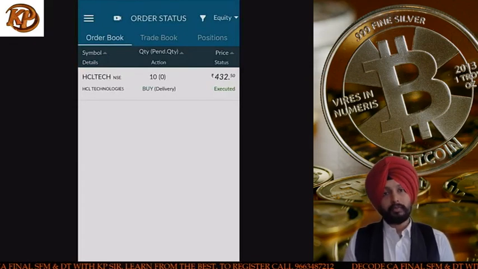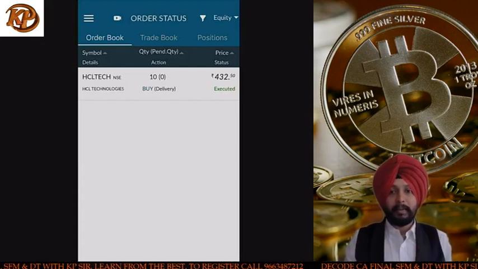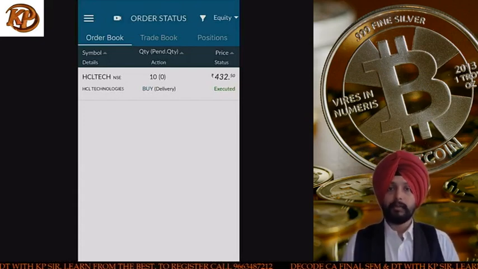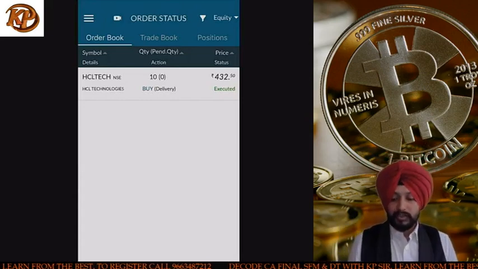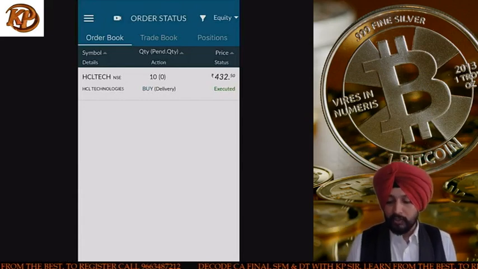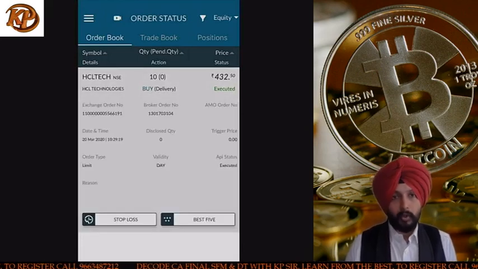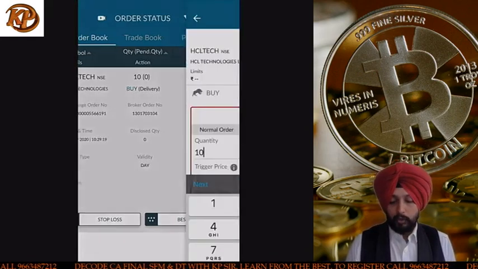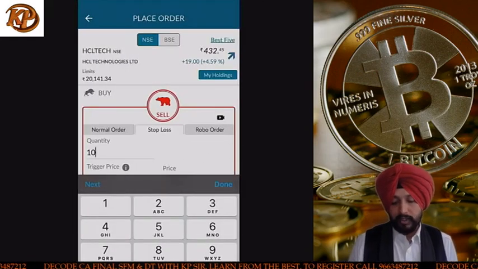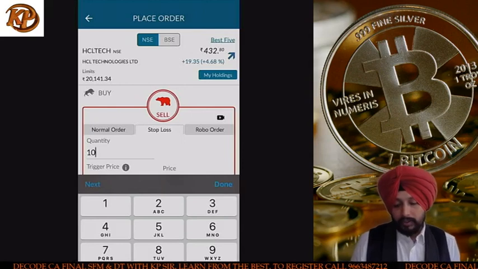This is how things have become much easier and simpler. You need not call up the relationship manager to do the trading. You can straight away take your positions by yourself. Now this is executed, guys. Then there is something called stop loss. If you don't want to bear a loss beyond a point, you can always put a stop loss. This is where I can put a stop loss, and this is a robo order.